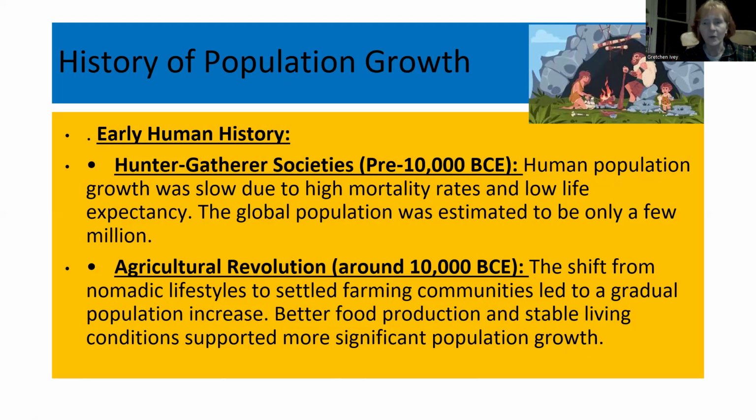Then there was an agricultural revolution around 10,000 BCE. The shift from nomadic lifestyles to settled farming communities led to a gradual population increase. People didn't have to worry about running from dinosaurs all the time. They were able to settle, get control of animals, create their own food. So with a steady food supply and stable living, people started living a bit longer and the population increased. Better food production and stable living conditions supported more significant population growth. Still not what it is today, though.